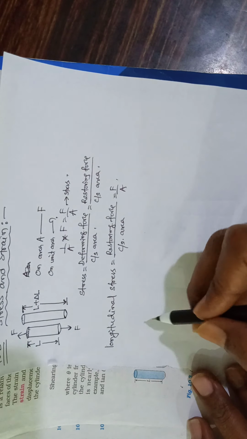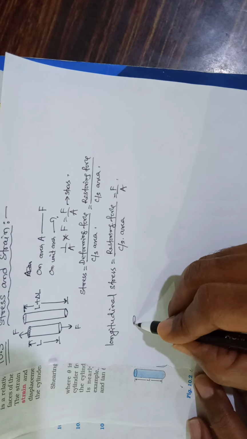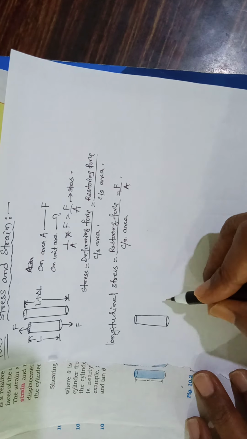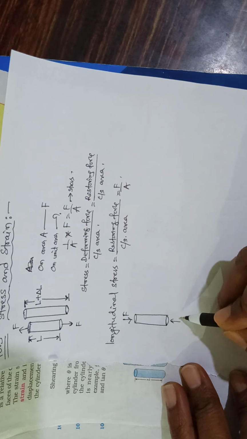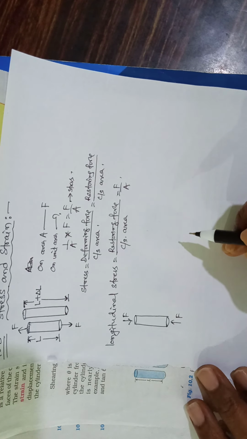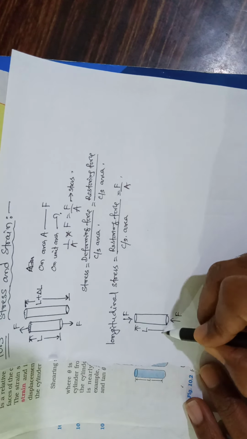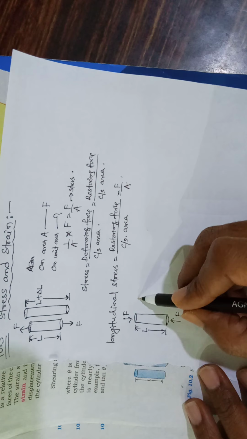Now let us take a cylinder shaped body. Now you apply force like this. This is compressive force. You are compressing. Its initial length is L. So if you apply force like this, its length decreases.